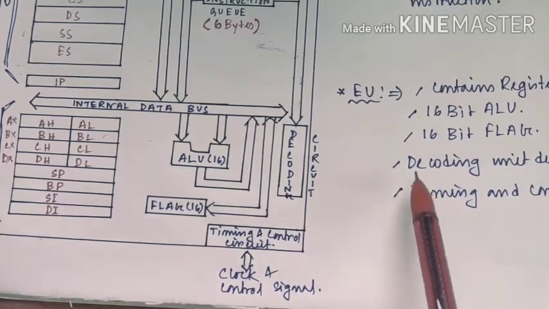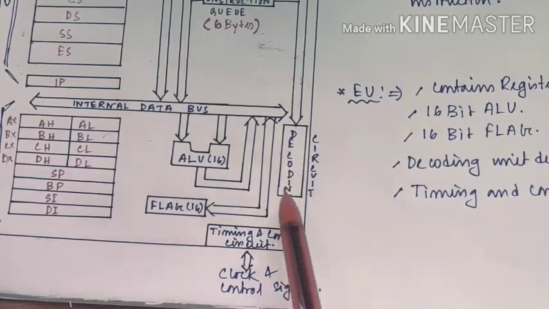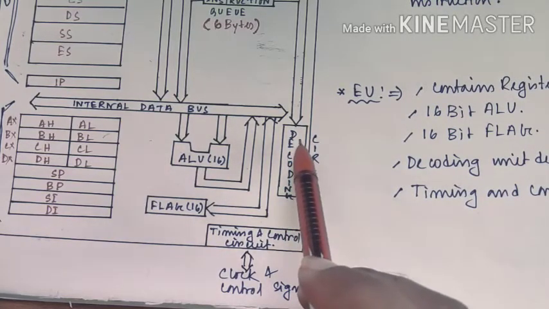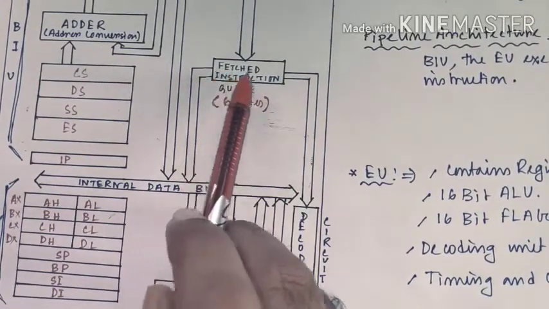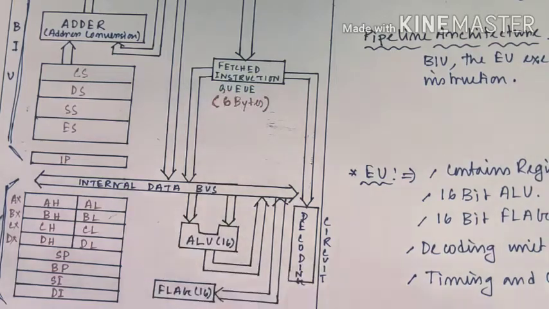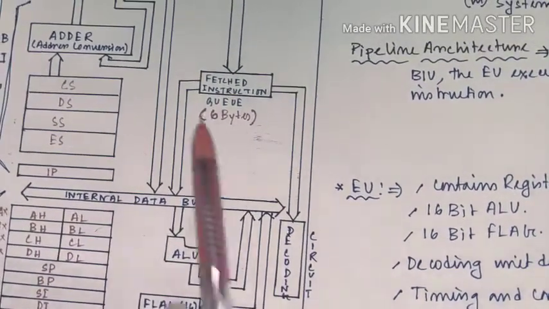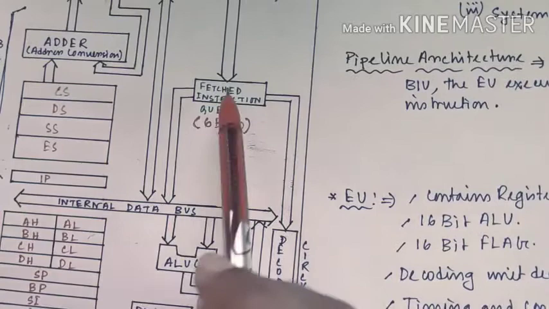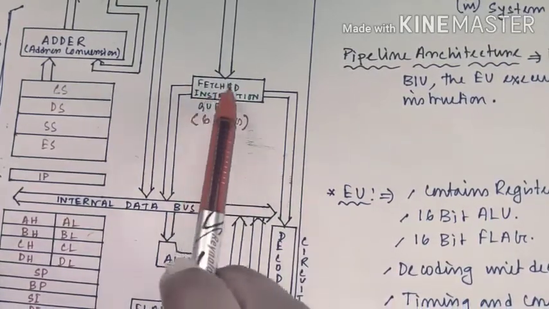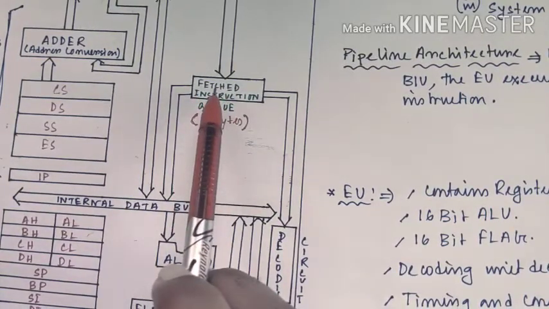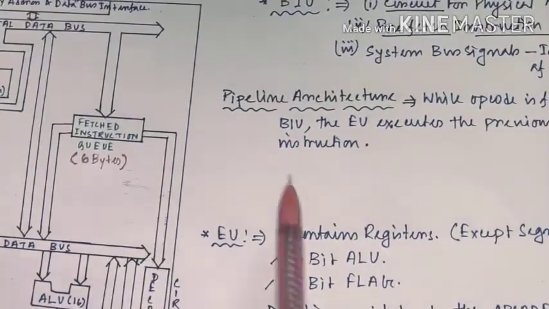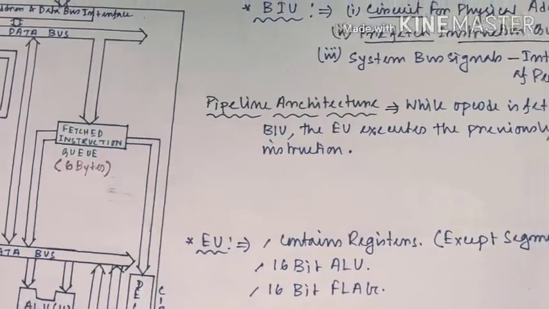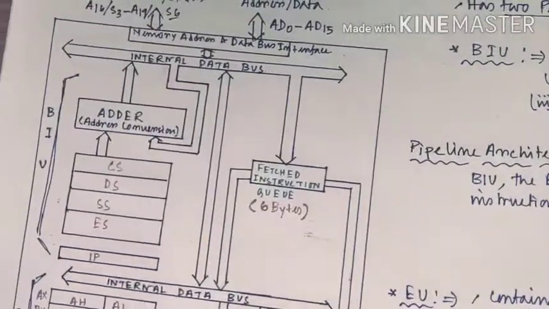Another thing is the decoding circuit. So it holds the decoding circuit also. This decoding circuit basically decodes the opcode. This opcode is initially stored within the prefetch instruction queue, and I will explain that the combination of this prefetch instruction queue, including BIU and EU, makes what is called pipeline architecture. What it basically does is very simple.